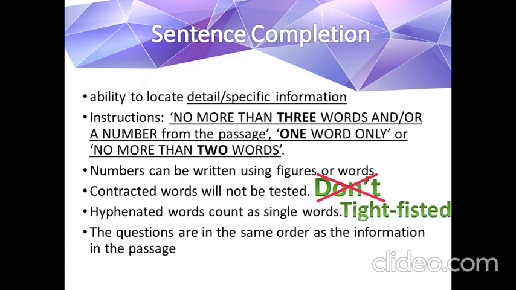Another thing is hyphenated words count as single words. For example, the word tight-fisted, although it consists of 2 words, is linked with a hyphen. Therefore, this word counts as 1 word only. And the questions are in the same order as the information in the passage. So you can go question by question, going back to the beginning of the text to find each one, or you can read all the sentences first and then go back to the text and find them in order.